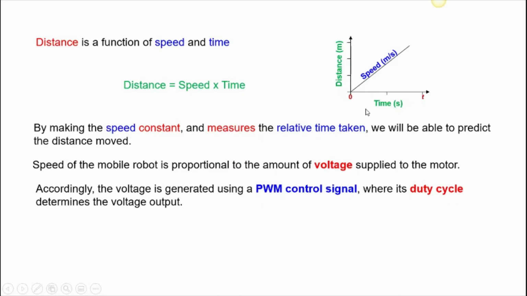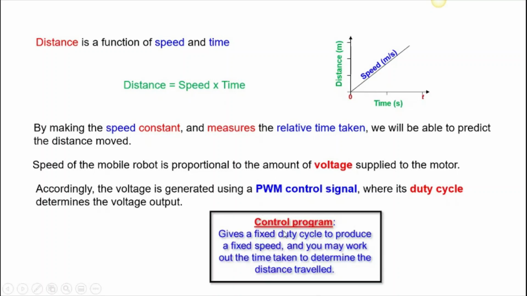So if you are going to have a greater speed, you need to increase the voltage of the motor, or you need to supply more power to the motor. So in order to supply that more power, you need to increase the value of the PWM values.